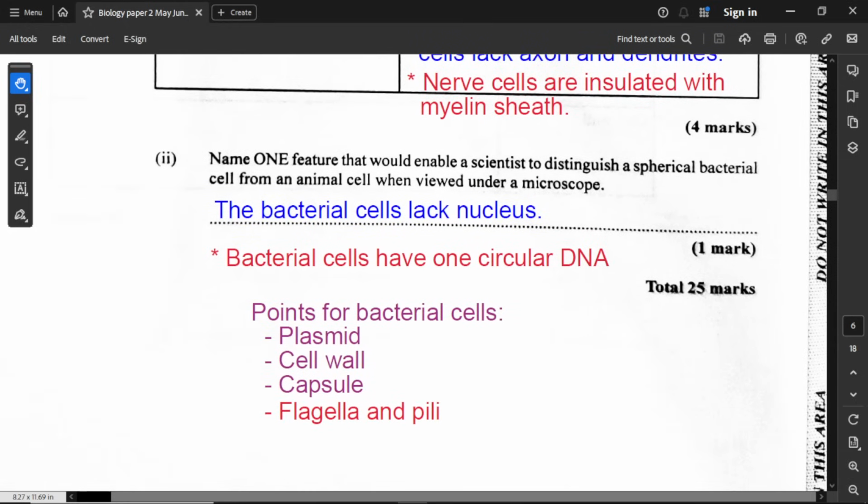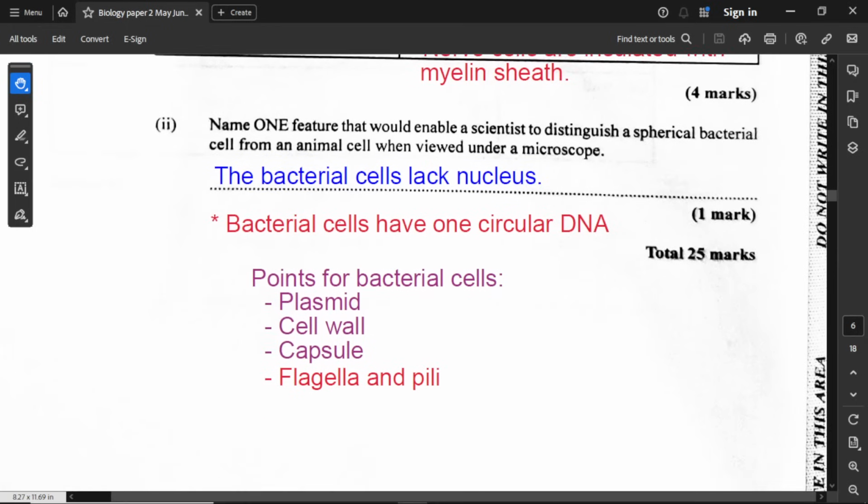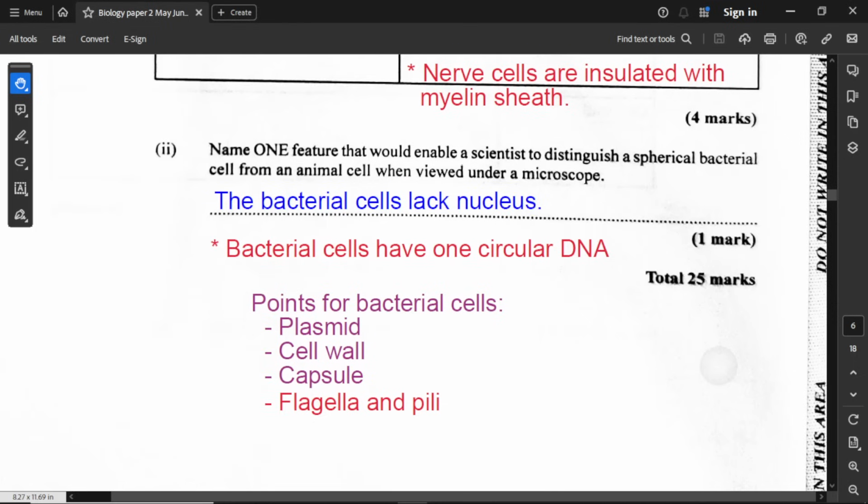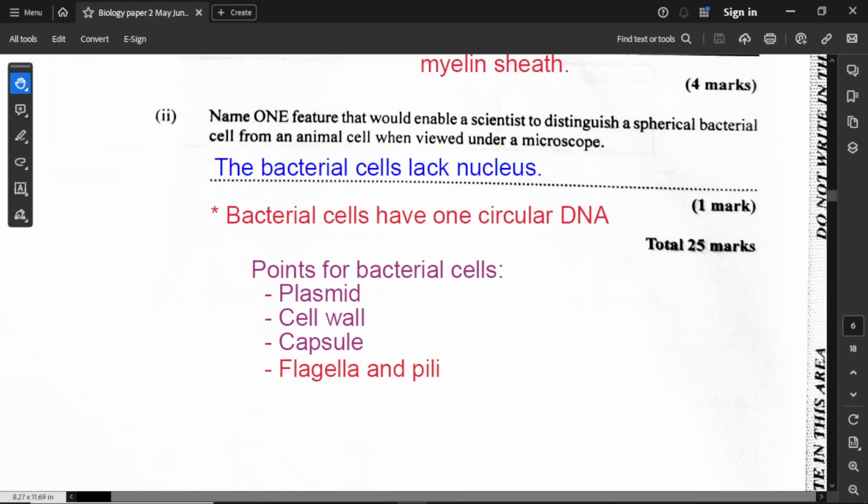Now, for part two, it's to name one feature that would enable a scientist to distinguish a spherical bacterial cell from an animal cell when viewed under a microscope. And one of the most obvious things that will be noticeable is that bacterial cells generally will lack a nucleus, because they do not have a true nucleus. Also, what is important is that the bacterial cells have one circular DNA, which I labeled up top.